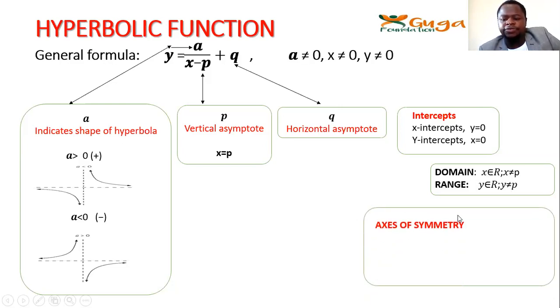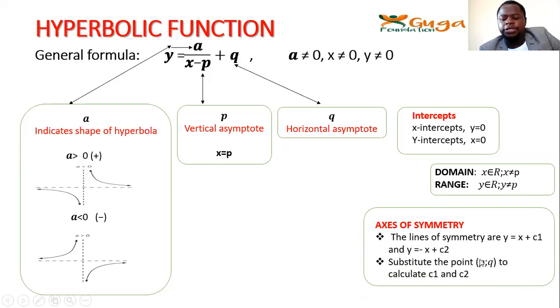Now, axis of symmetry. So what is axis of symmetry? Axis of symmetry is the line that cuts the graph into two equal halves, or into two equal mirror images. Okay, the lines of symmetry are y equals x plus c1, and y equals negative x plus c2. So substitute the point p, q, substitute the asymptotes to calculate c1 and c2.